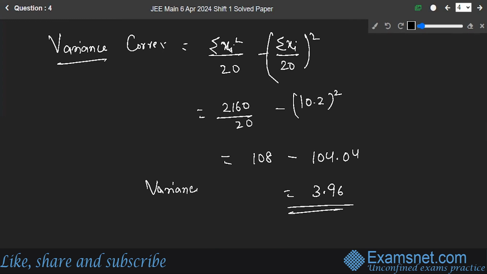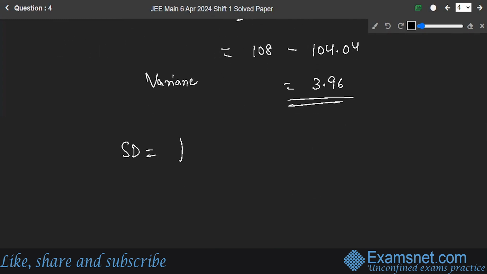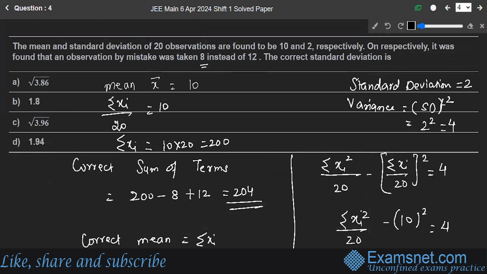Standard deviation is the root of variance. So this is root of 3.96. Let's check with the options. C is the right answer. Hope you got that. Let's move to the next question.